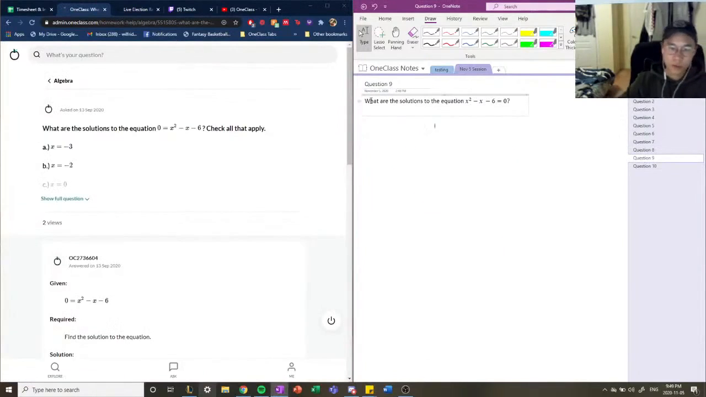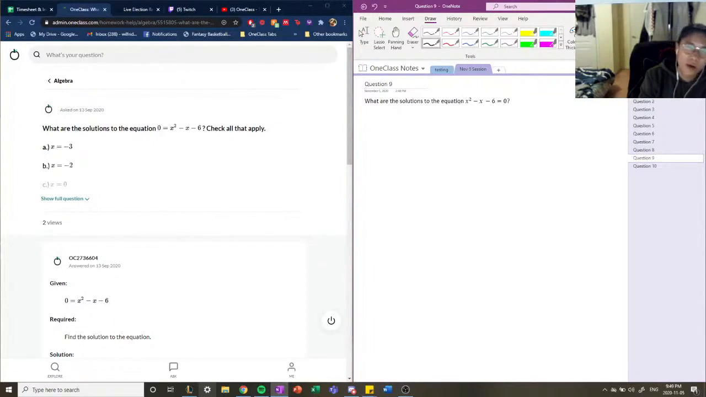All right, so what are the solutions to the equation x squared minus x minus 6? Basically, like the inequality question, this time it's an equality. They're asking us to find the values of x which make this equation true. Right? So you can just guess and do some guesswork about it.